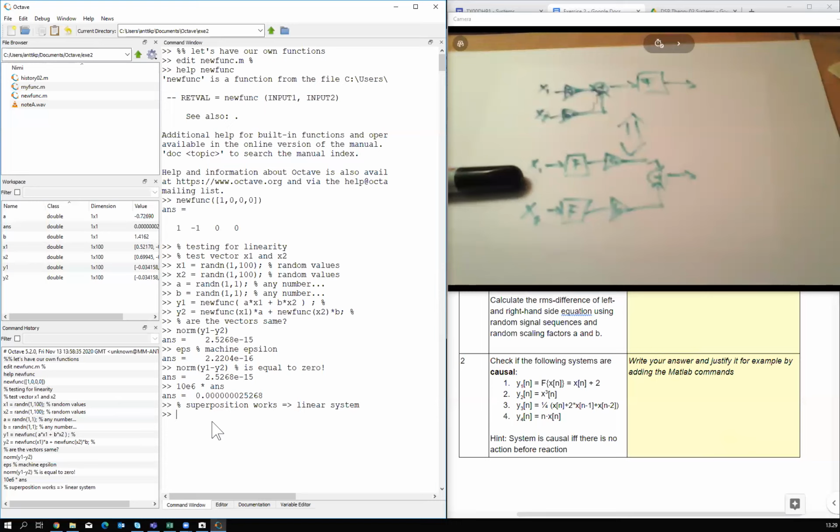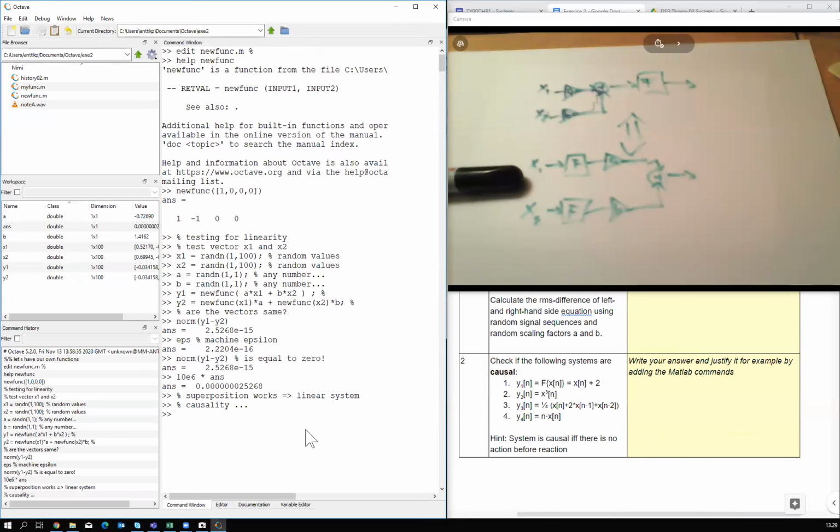Okay, just for fun. The next one would be testing if the system is causal or not. And again, a system is causal if there is no action before reaction. Okay, causality.